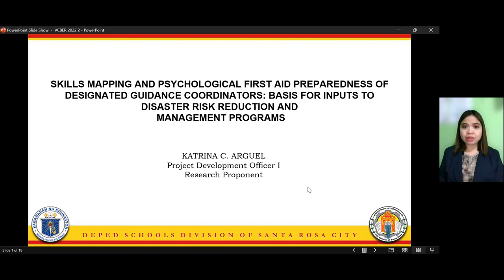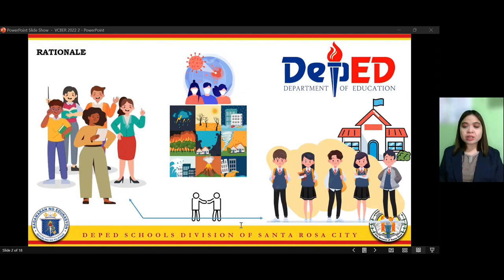To start off with our rationale, this study aims to identify the level of skills of the designated guidance coordinators for concrete understanding of their effectiveness on the field, determine the level of preparedness of said coordinators in terms of facilitating psychological first aid or PFA, identify the significant relationship between the skills of said coordinators and their PFA preparedness, and provide recommendations and develop a training program suited in providing assistance to disaster risk reduction and management.